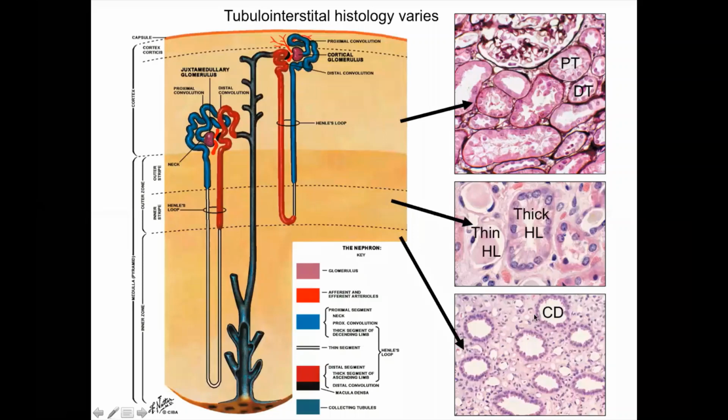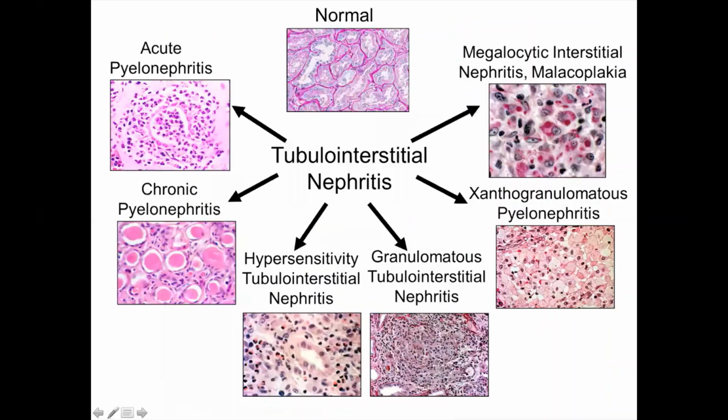Collecting ducts, of course, are more cuboidal cells, and here we are talking about the outer medulla over here. When we talk about tubular interstitial nephritis, we're talking about inflammation that affects predominantly the interstitial compartment in the kidney, and not the tubules. There are several diseases that affect the tubular interstitial compartment.